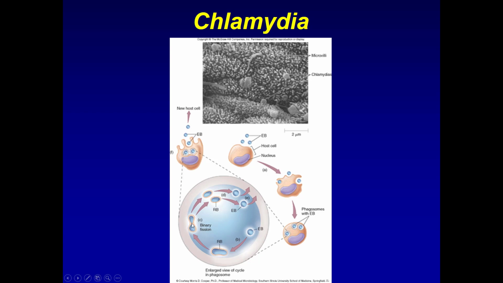And while it's a reticulate body, then it can split, and the reticulate bodies can actually convert between being metabolically active and being elementary bodies. But while they're elementary bodies, that's when they'll spread. Because while they're metabolically inactive, if they go into a new cell, they're not going to die while they're outside the cell. Now, the only species of chlamydia that you need to know, the genus Chlamydia, is called Chlamydia trachomatis.